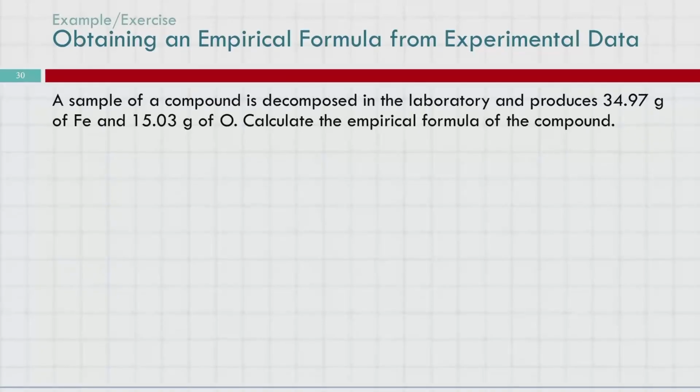Dot, dot, dot, indeed. A sample of a compound, just any old compound, is decomposed in the laboratory. It produces this many grams of iron, this many grams of oxygen. We want to calculate an empirical formula.